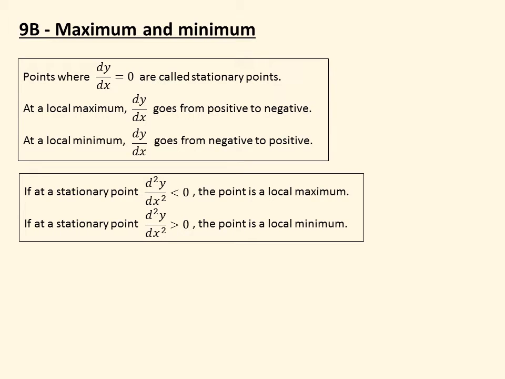We can turn these facts into an easier test to see whether a stationary point is maximum or minimum by taking the second derivative, by differentiating twice. If the second derivative is negative and the first derivative is a stationary point, then it's a local maximum. If the second derivative is positive at a stationary point, then it's a minimum.